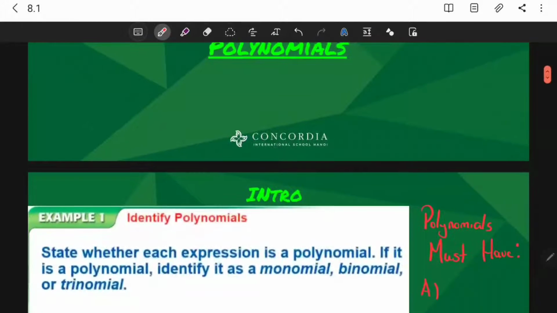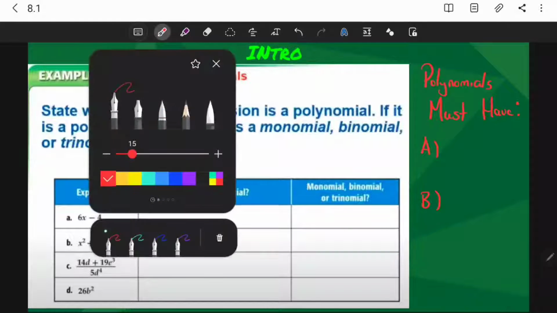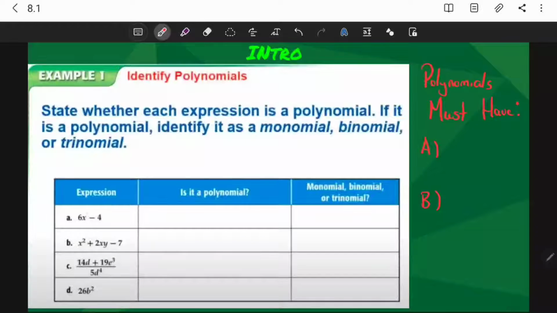So before we get going into the actual work, I want to take a minute and explain what polynomials are, what the different types are, and what's included in those groups. On the left-hand side over here, we have 4 different expressions, A, B, C, and D. We're going to go through and identify: are they polynomials, and if so, what type they are.